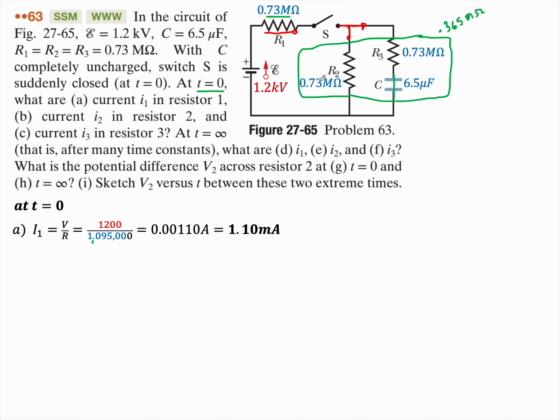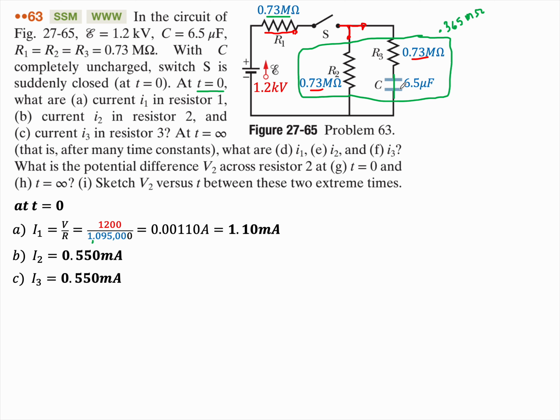So the current through R2 and R3 isn't going to be the same value as the total. But here's the good news. Because of symmetry, we have equal resistances on both sides. Again, the capacitor's acting like a wire. The current's going to split up equally. And so it's going to be half of that, 0.550 milliamps for I2, and the same thing for I3.